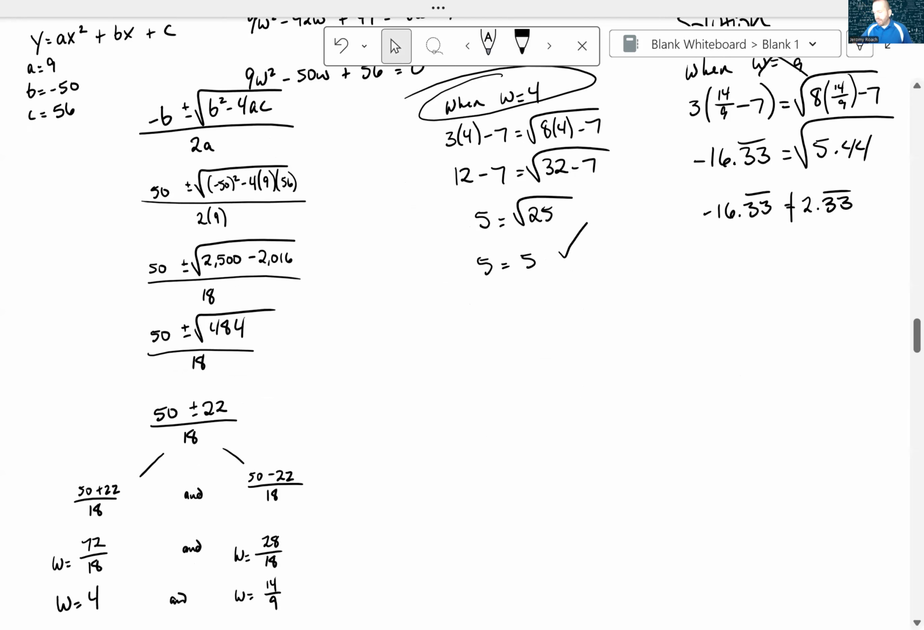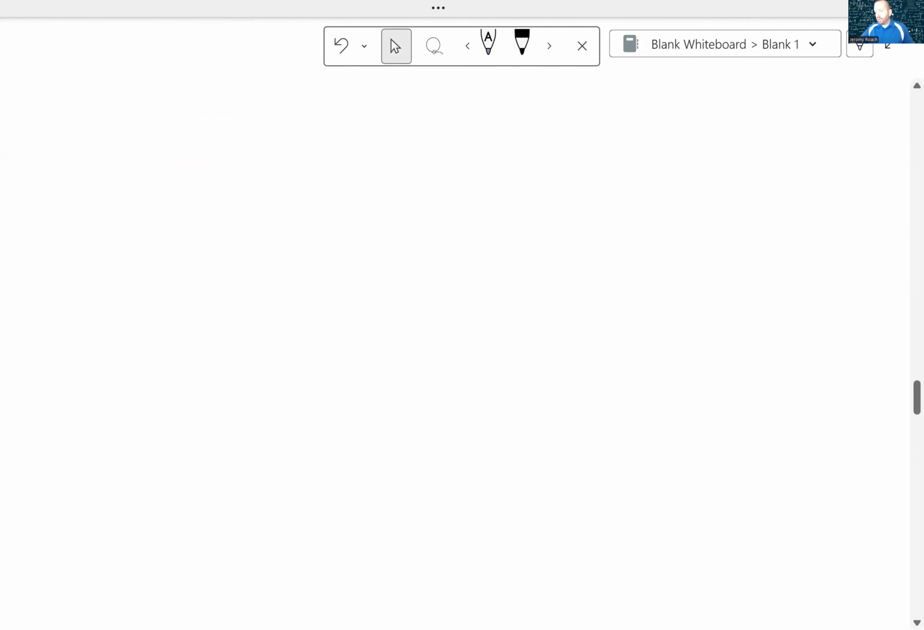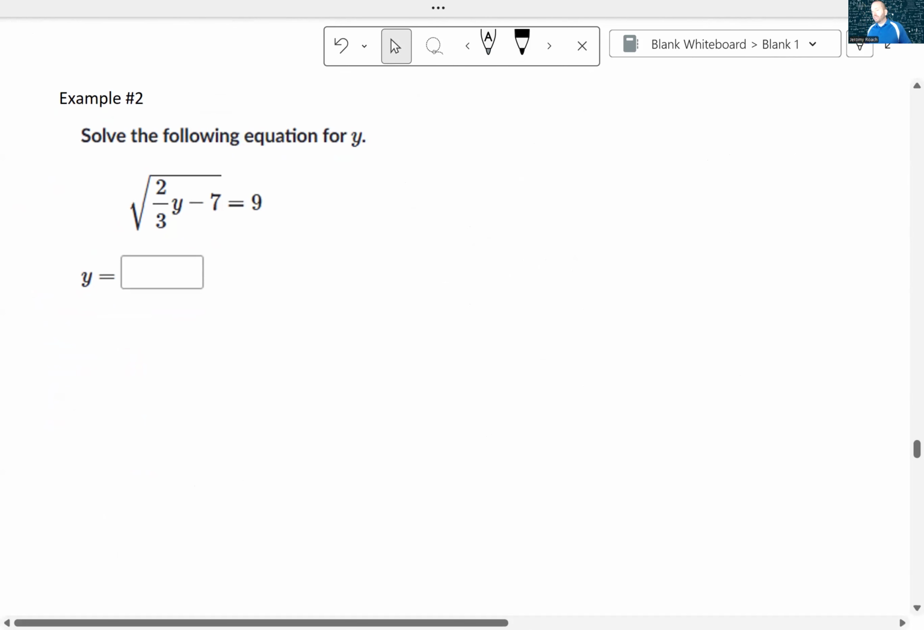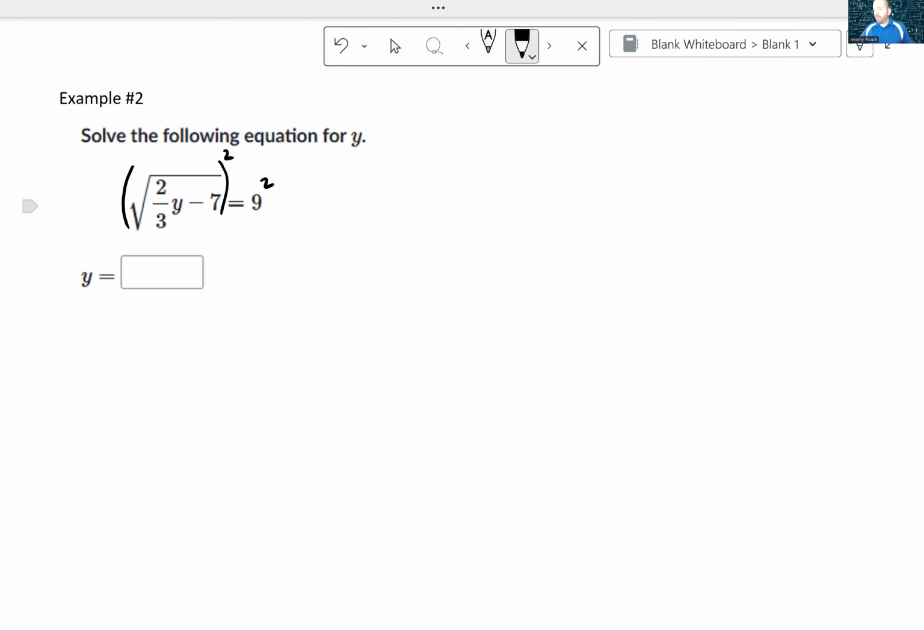All right. Let's see if we can do one more of these. This one's a little less time consuming. It says solve for y. We're going to do the same thing. We're going to square both sides. And that makes the square root go away on the left side. We have 2/3 y minus 7 equals 81.